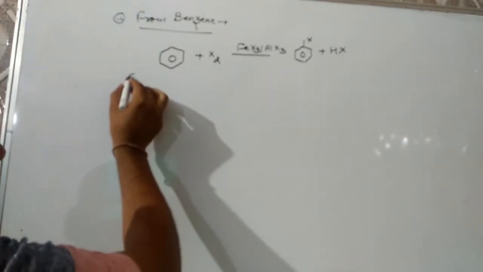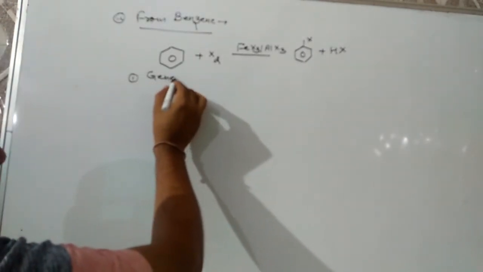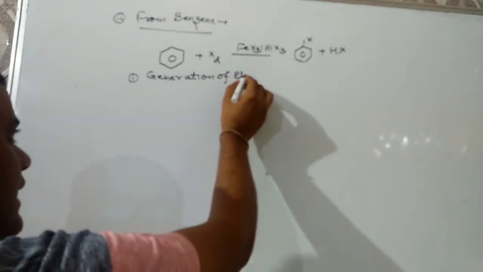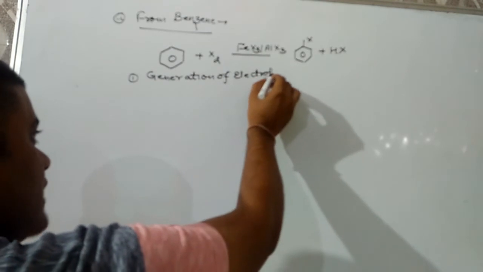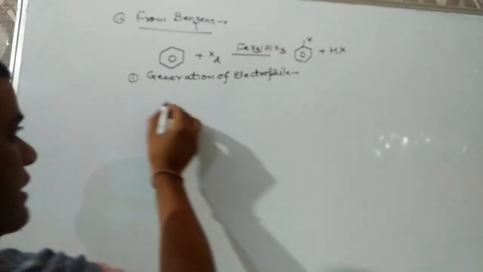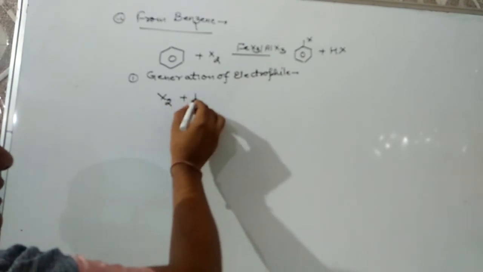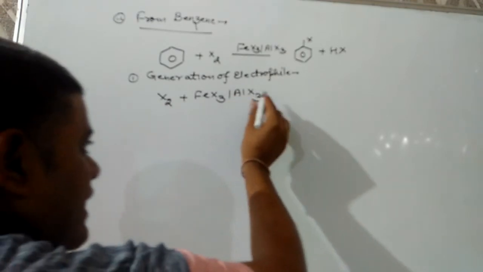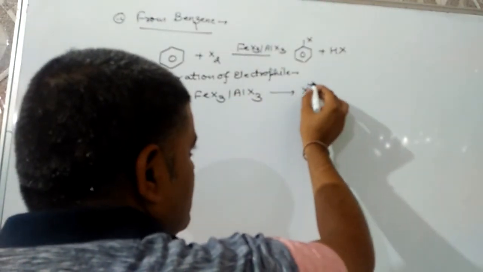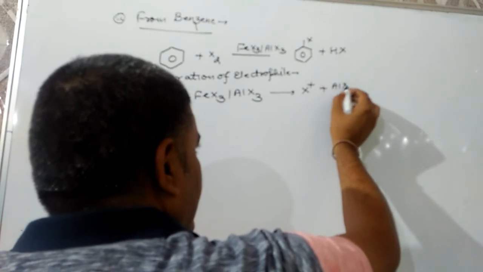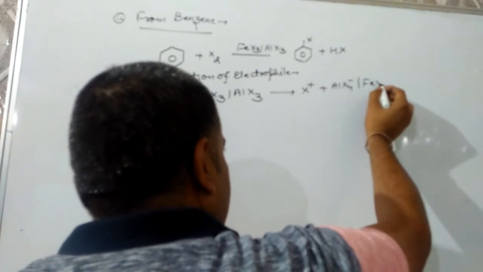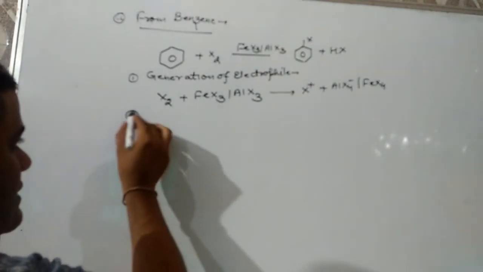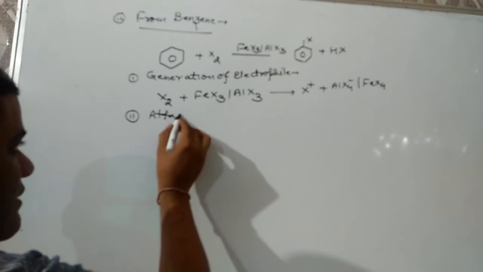The first step is generation of electrophile. Here, the halogen molecule reacts with the halogen carrier FeX3 or AlX3 to generate the electrophile X positive plus AlX4 negative or FeX4 negative. In the second step, the attack of electrophile takes place, due to which arenium ion is generated.